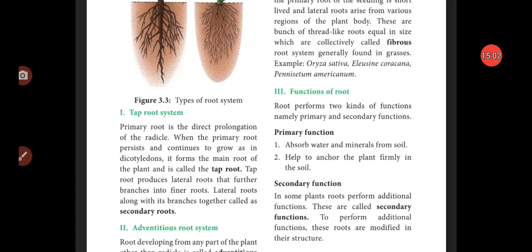So from the taproot only lateral roots are formed. The taproot produces lateral roots that further branch into finer roots. From the lateral roots only, tertiary roots will develop, or we may say root hairs.